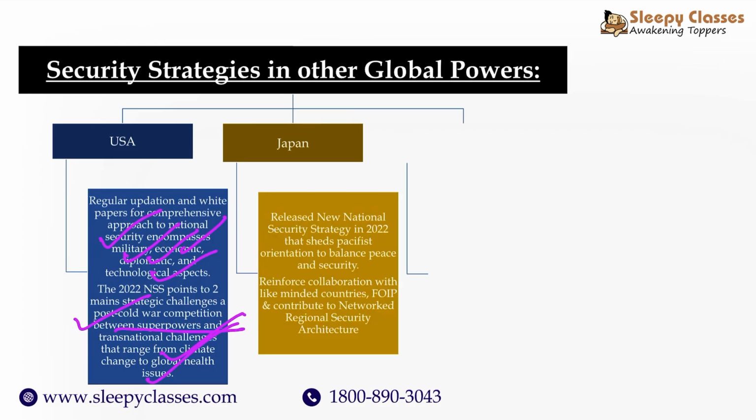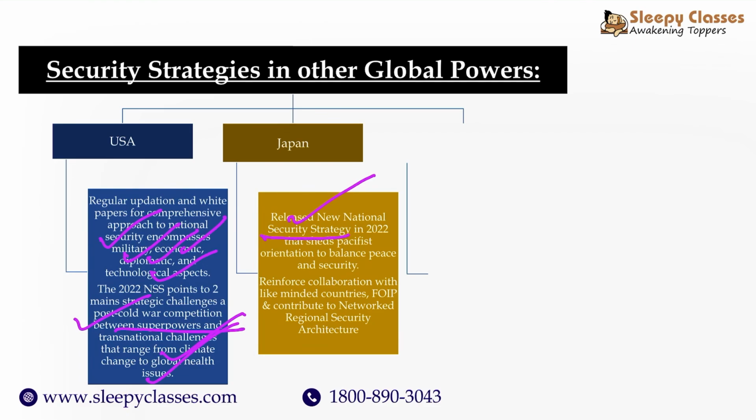Now, we understand that since the Second World War, Japan has had a very pacifist approach. But with respect to the changing global and geopolitical landscape recently, Japan has brought about changes in its own national security strategy as well, and it released the new national security strategy in 2022. Wherein what did it do? It shed its completely pacifist approach, and it said, now I need to balance. I need to boost my defense capabilities to be able to balance peace in the region along with securing my national interest and security as well.